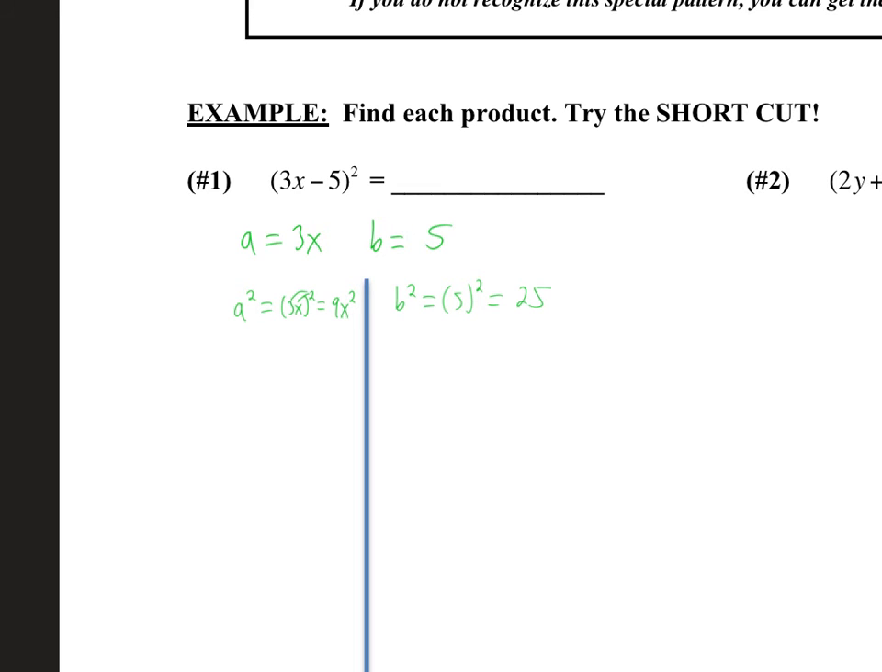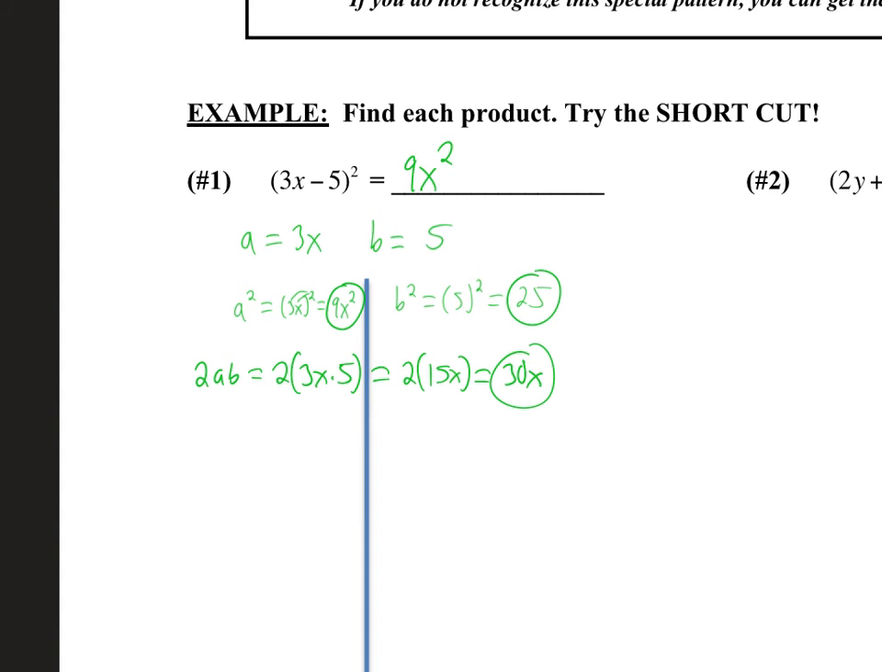All right, now we need to find double a times b. So we need 2 times, well, what's a? A is 3x, and b is 5, right? So double, what's 3x times 5? Well, that's 15x. And what's 2 times 15x? Well, that's 30x. So now we have all of our terms. We have 9x squared, 25, and 30x. So it's going to be 9x squared.